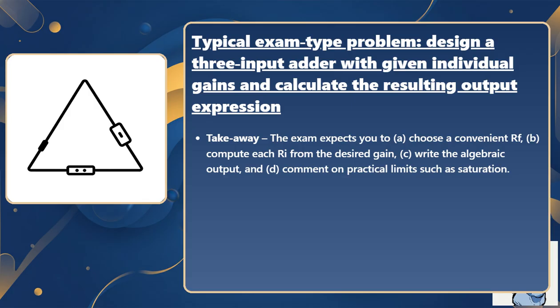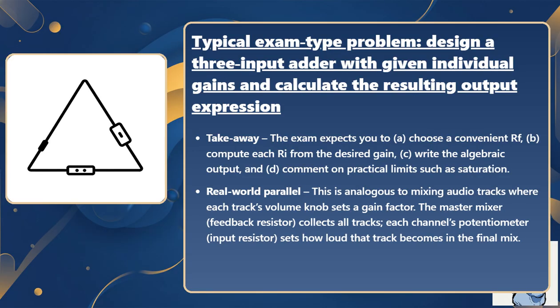Takeaway: the exam expects you to choose a convenient RF, compute each RI from the desired gain, write the algebraic output, and comment on practical limits such as saturation. Real-world parallel: this is analogous to mixing audio tracks, where each track's volume knob sets a gain factor. The master mixer feedback resistor collects all tracks; each channel's potentiometer, the input resistor, sets how loud that track becomes in the final mix.